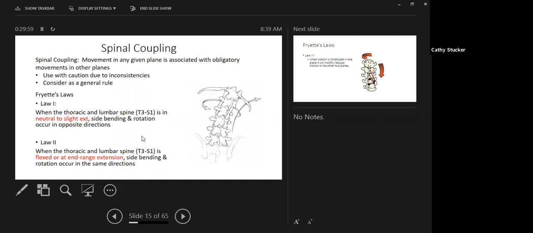Law number 2 says that if you're in flexion or end range extension, so if I move into flexion and I side flex, I'm going to rotate the same direction. If I'm in flexion and I rotate right, I'm going to side flex right.